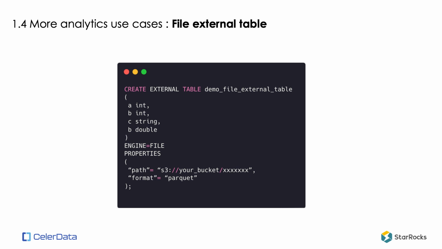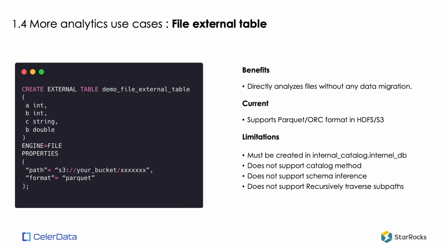The next feature is the File External Table. Prior to StarRocks version 2.5, if StarRocks users wanted to analyze data files in a DFS or object storage, they could only do so by ingesting them into StarRocks. Starting from version 2.5, you can create a File External Table with the file path, file format, and schema information to query and analyze files directly without any data migration. With this feature, in addition to easier analysis of files, the transformation of files is also easier, avoiding the extra cost that comes with data migration.